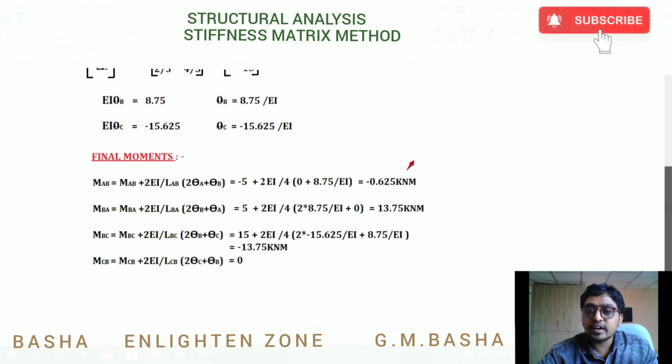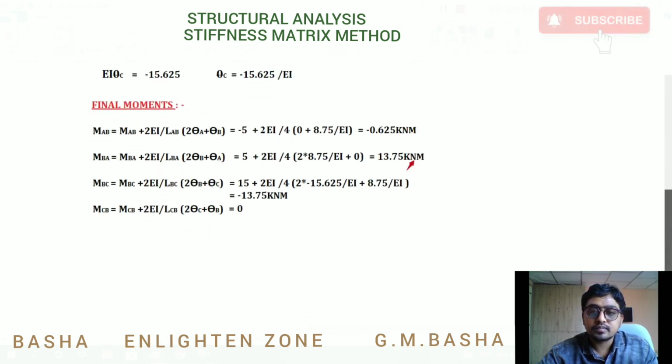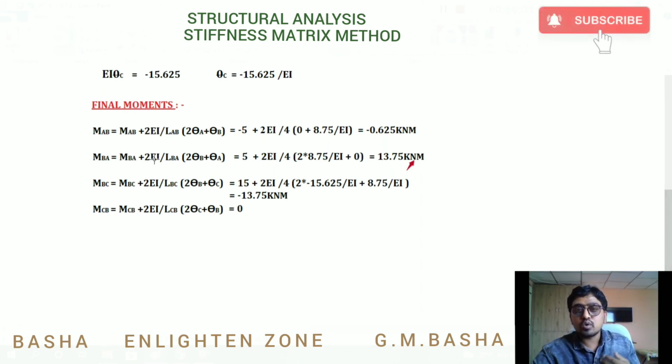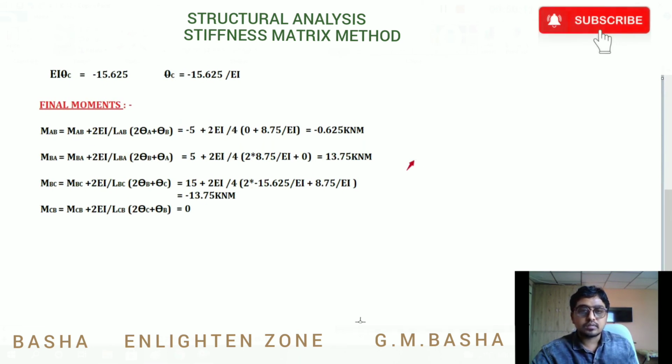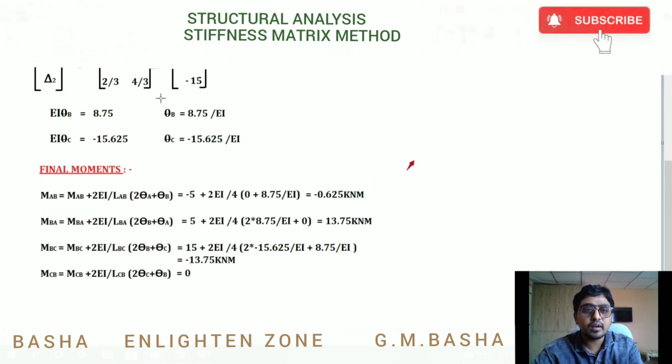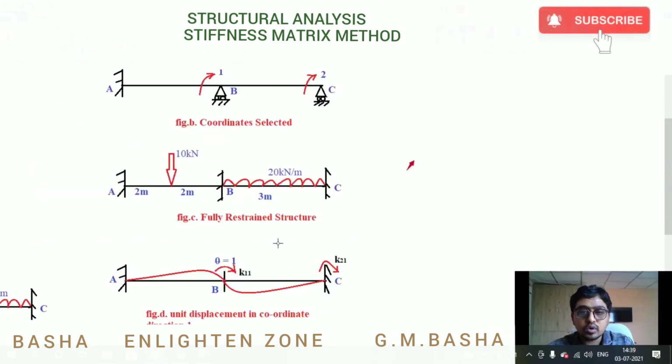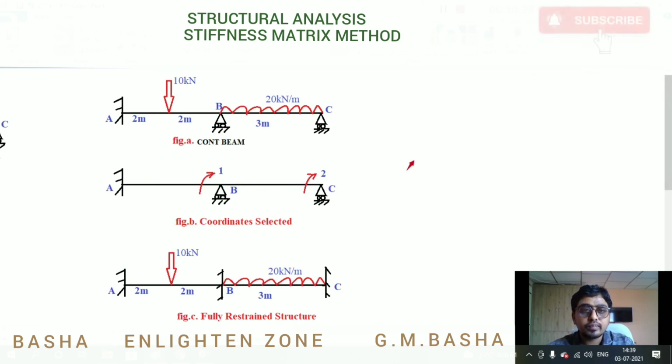Then go to the final moments. See here, what is the equation for the final moment? What is the formula for this? According to the given condition, I am taking this. Already slopes theta B and theta C will be obtained here. You take down the given question, then you will get a clear idea.